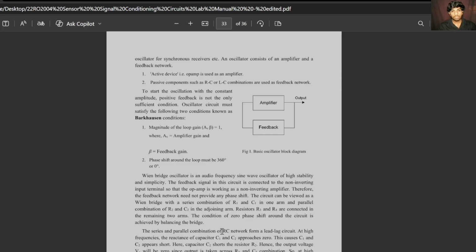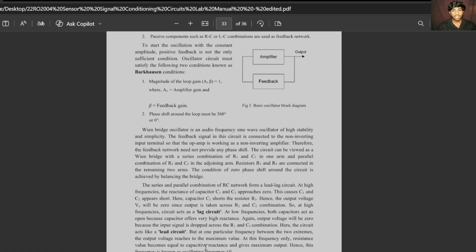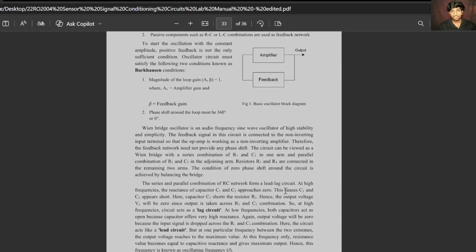The series and parallel combination of the RC network forms a lead-lag circuit. At high frequency, the reactance of capacitors C1 and C2 approaches zero. This causes C1 and C2 to appear short. Here the capacitor C2 shorts the resistor R2, and the output voltage V0 will be zero since the output is taken across the R2 combination. So at high frequency the circuit acts as a lag circuit.